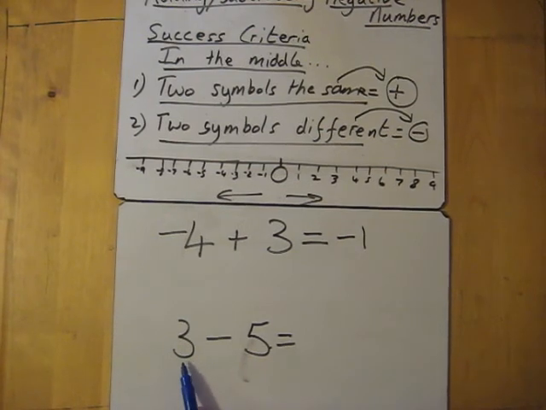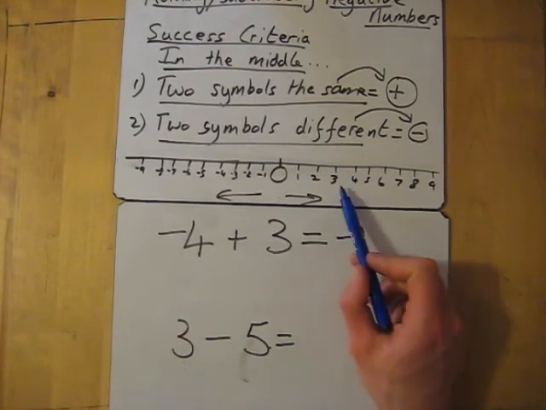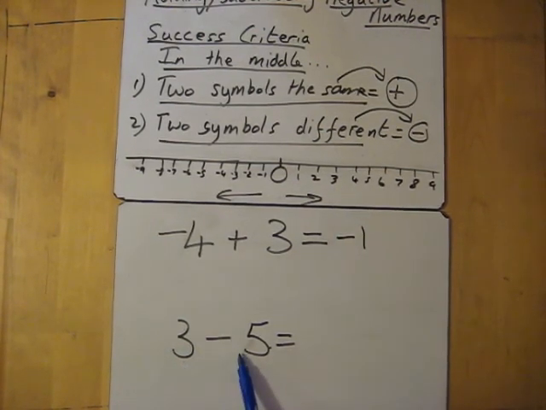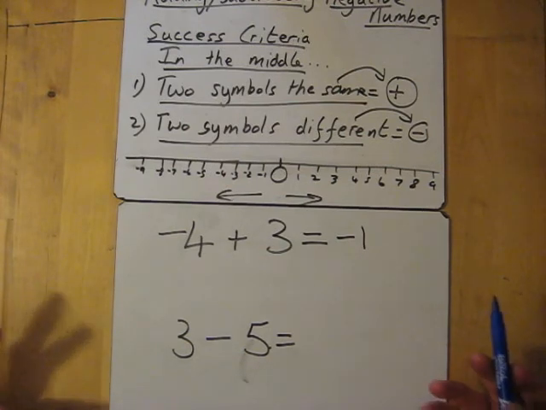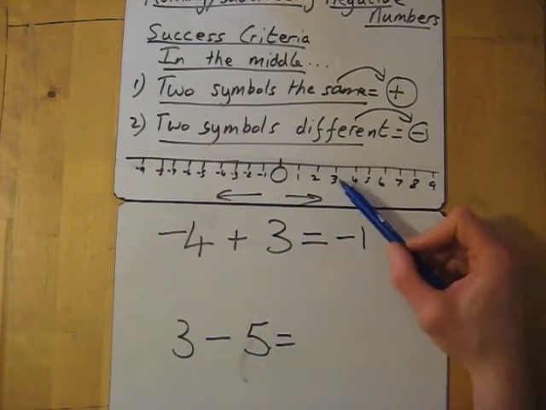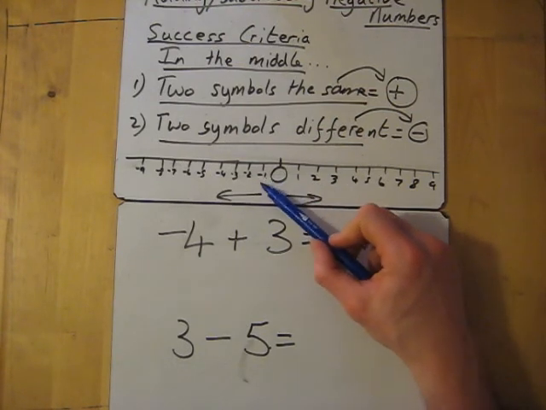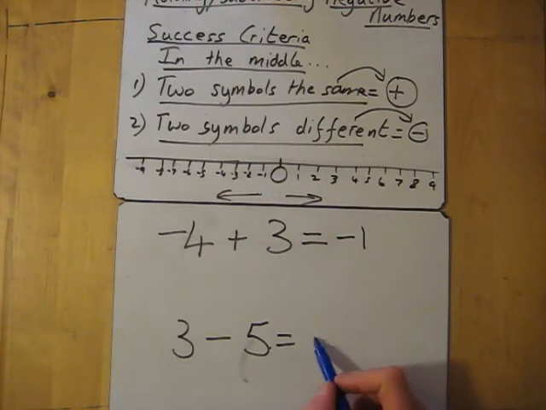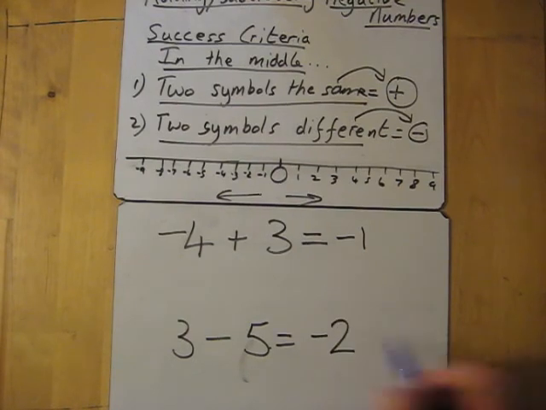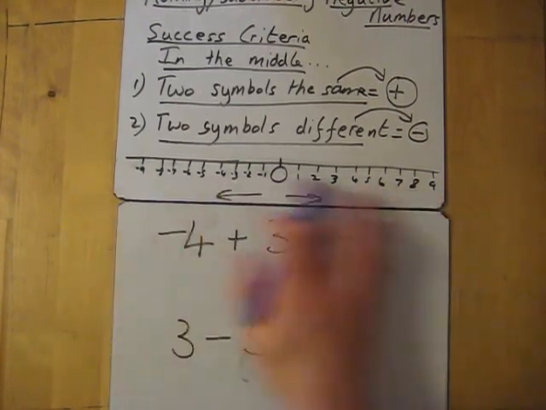Now if I look at this next one, I'm at 3 and I take away 5. So it's just a subtract of 5. So I'm at 3 and I take away 5. So 3, take away 5: 1, 2, 3, 4, 5. That takes me to -2.